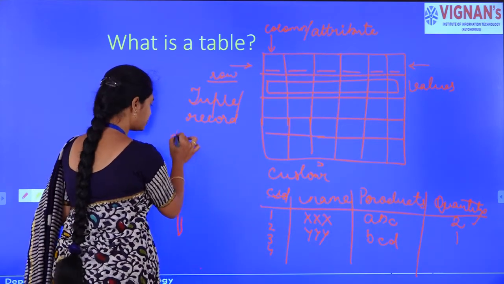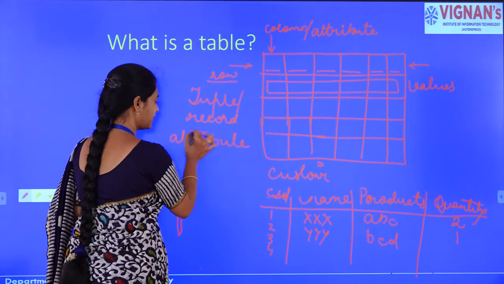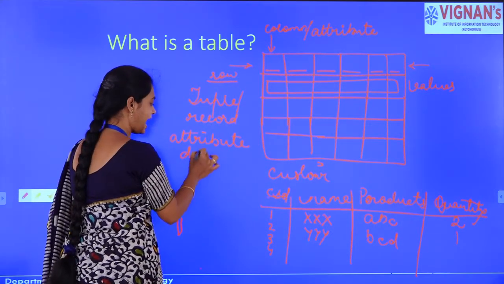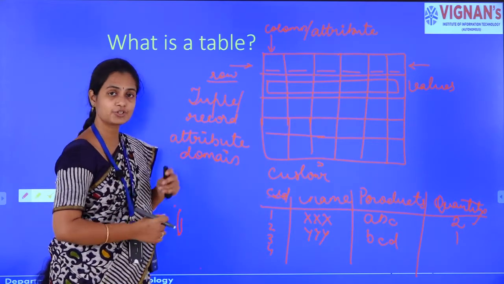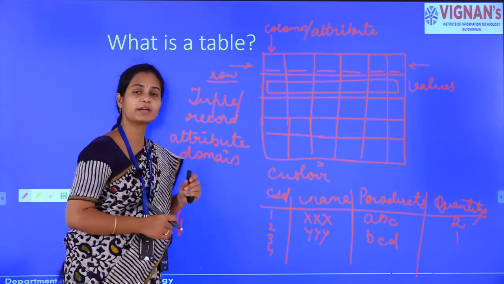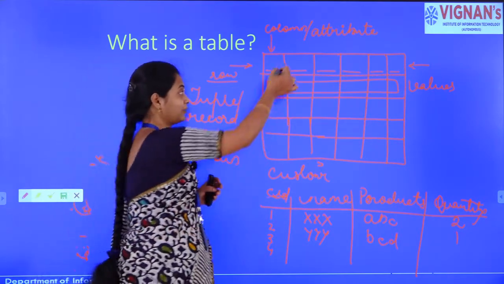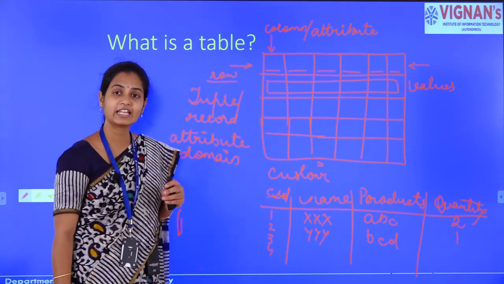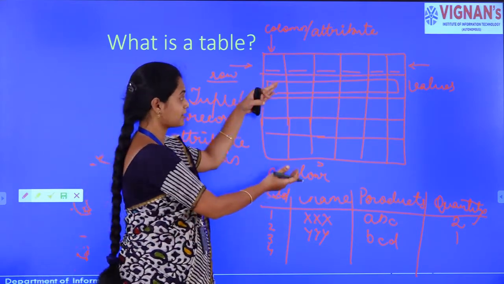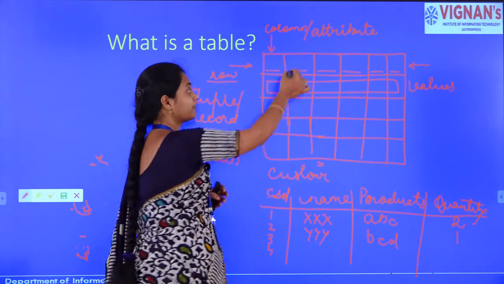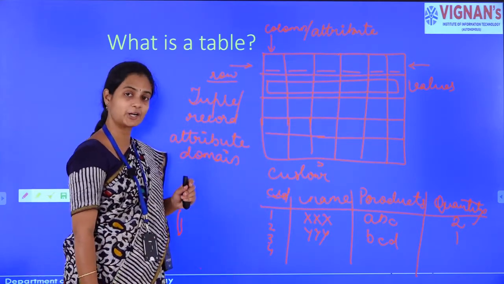Now we need to know about attribute domain. As we know, domain is nothing but a range of values. Attribute domain is nothing but the possible set of values that can be inserted in an attribute, right. So, what do we mean by attribute domain? The possible range of the values that we have to give for an attribute is nothing but the attribute domain.